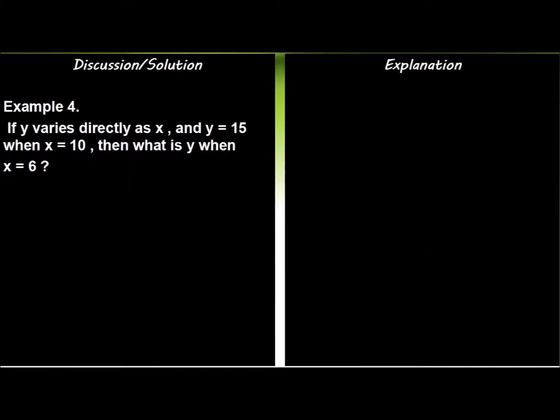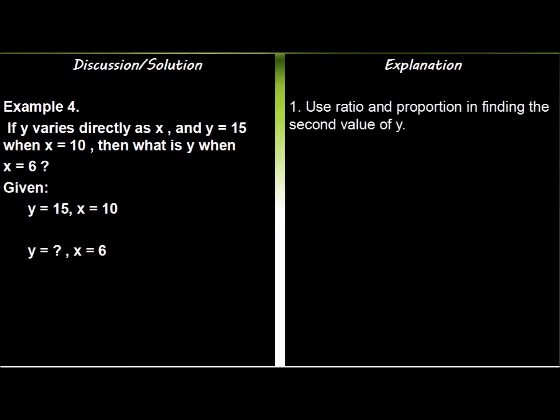Example problem number 4. If y varies directly as x and y is equal to 15 when x is equal to 10, then what is y when x is equal to 6? From the given, we have y is equal to 15 when x is equal to 10. What is the value of y if x is equal to 6? So here's the explanation. We use the ratio and proportion first in finding the second value of y. So we have here k equal to y over x, which is equal to 15 over 10. The 15 is the value of y, and the 10 is the value of x. In lowest term, we have here 3 over 2.